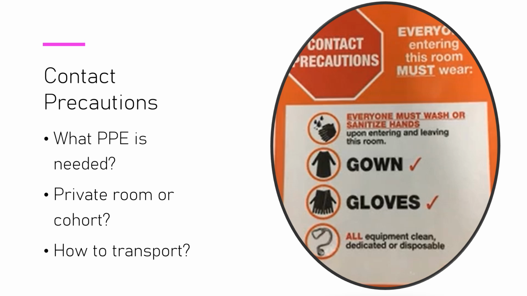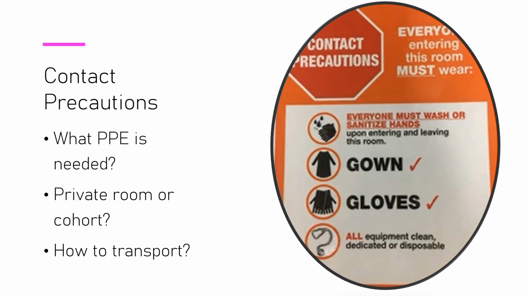So let's start with contact precautions. Contact precautions are used for patients who are known to have or are suspected of having serious illnesses that are easily transmitted by direct patient contact or by contact with items in the patient's environment. A common condition that you may encounter in clinical that requires contact precautions is methicillin-resistant Staphylococcus aureus, which may be referred to as MRSA. For contact precautions, gowns and gloves are required.